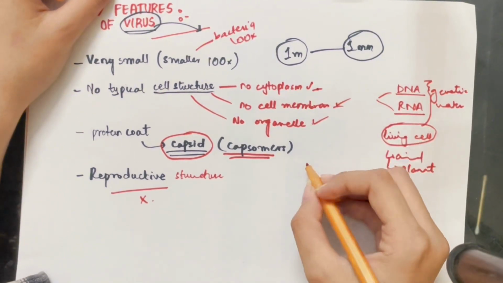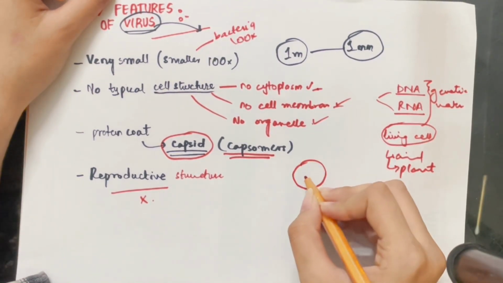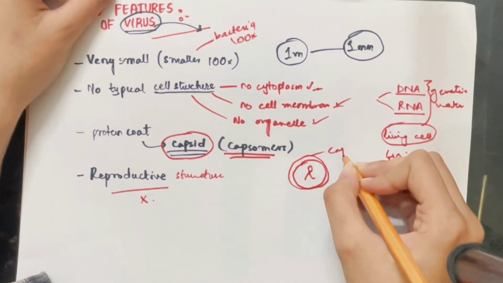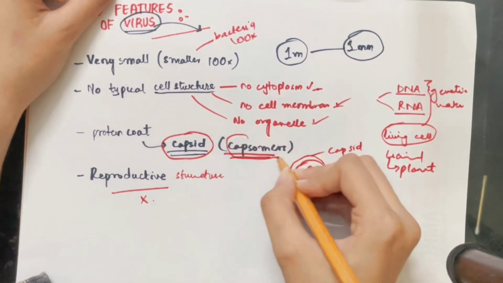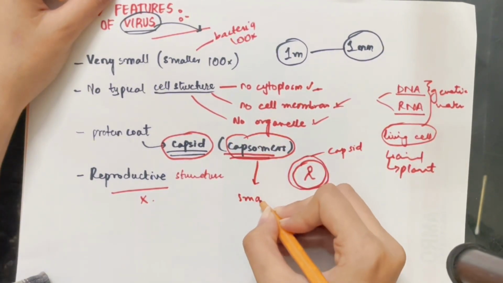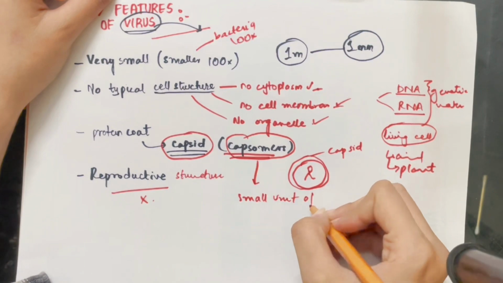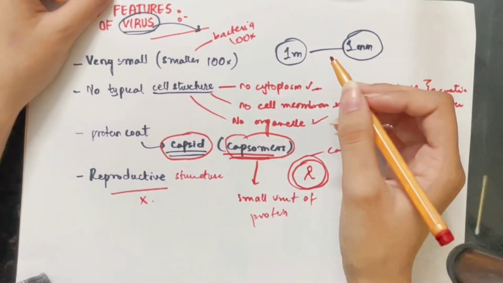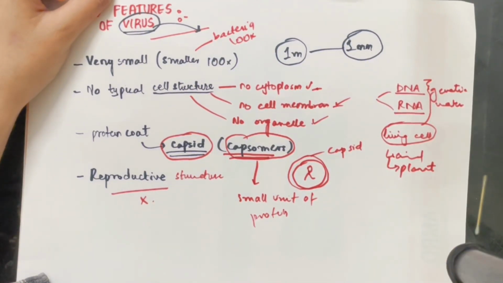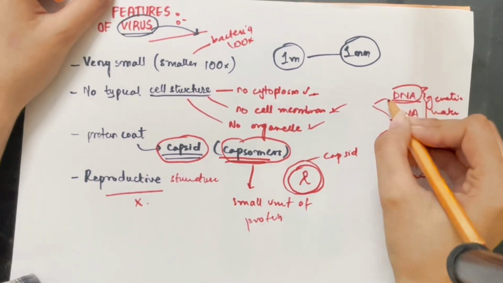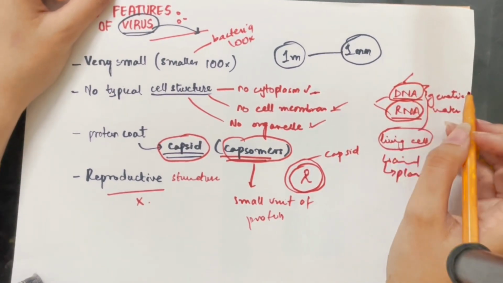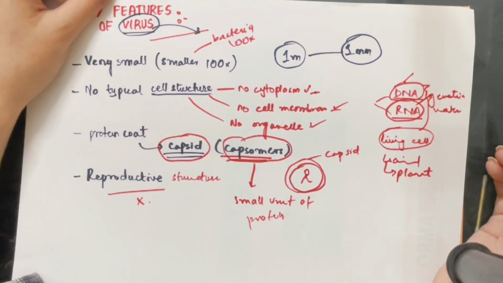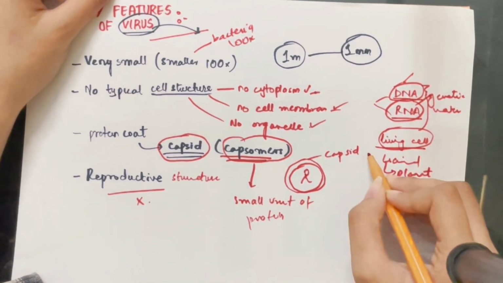It consists of an outer coat that protects the virus, termed the protein coat, which is a capsid, and the capsid is made up of capsomers. Capsomers are small units of protein that join together to form the protein coat, the capsid. The virus does not have a reproductive structure either. Viruses have genetic material, DNA or RNA. DNA stands for deoxyribonucleic acid and RNA stands for ribonucleic acid. Both of them are genetic material.